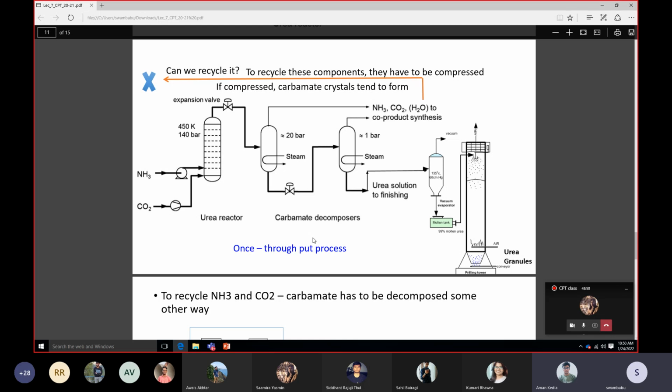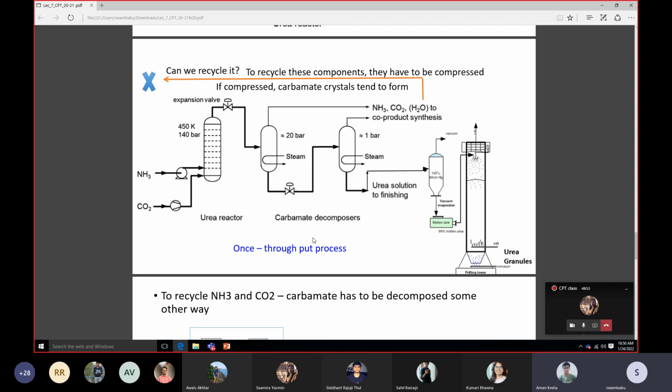So this is the process flow sheet. You can see here, liquid ammonia from the ammonia production process is pumped into the urea reactor. CO2 is compressed and sent as a liquid to the urea reactor. These reactors operate at 140 bar pressure and 170 to 200 degrees centigrade.